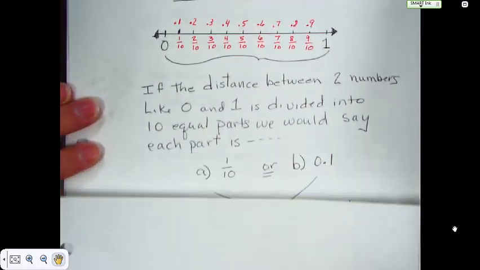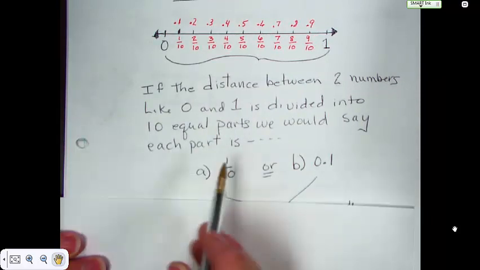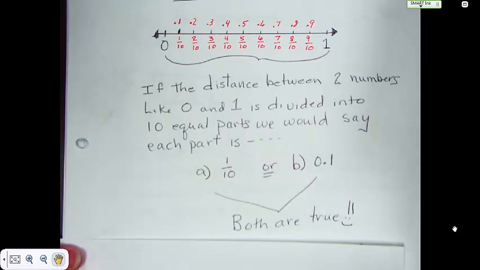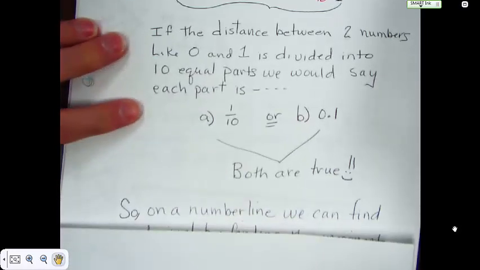Now, either way, 1/10 or 0.1, they're representing the same thing. And that's an interesting thing because sometimes we don't realize that there's a whole lot of ways to name a number. We can name it in words, we can name it as a fraction, we can name it as a decimal. There's just a whole lot of ways we can name a number.